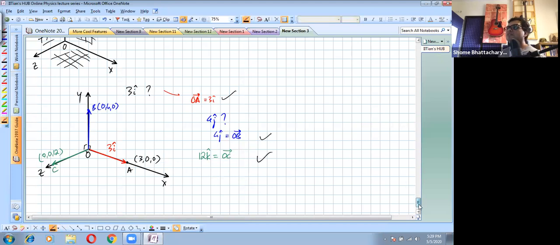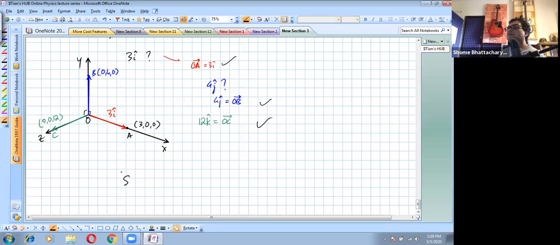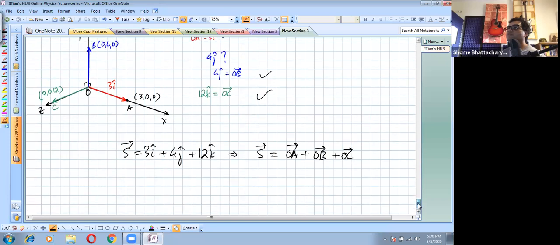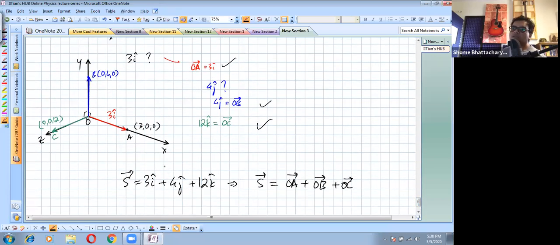Now what is my original displacement vector S? It is 3 i cap plus 4 j cap plus 12 k cap. So in my diagram, what is that displacement S becoming? It is becoming a displacement like OA plus a displacement like OB plus a displacement like OC. So to understand that, first of all, make sure you understand this. Tell me, any doubt in this over chat.